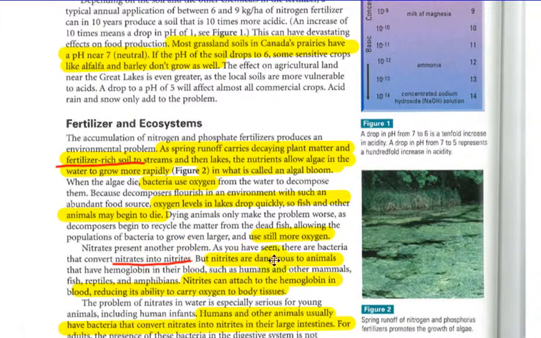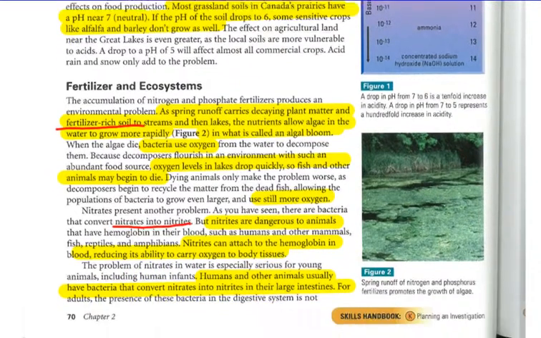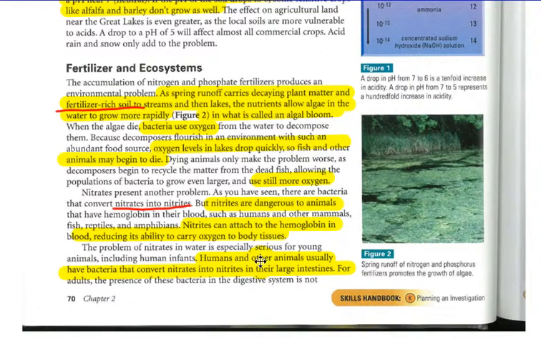Nitrates also have another problem. They convert nitrates into nitrites, so those are the ones that live in an oxygen-free environment. Nitrites are dangerous to animals that have blood, such as humans, mammals, etc. Nitrites can attach to the hemoglobin in blood, reducing its ability to carry oxygen to body tissues. So that's a danger if you consume that.